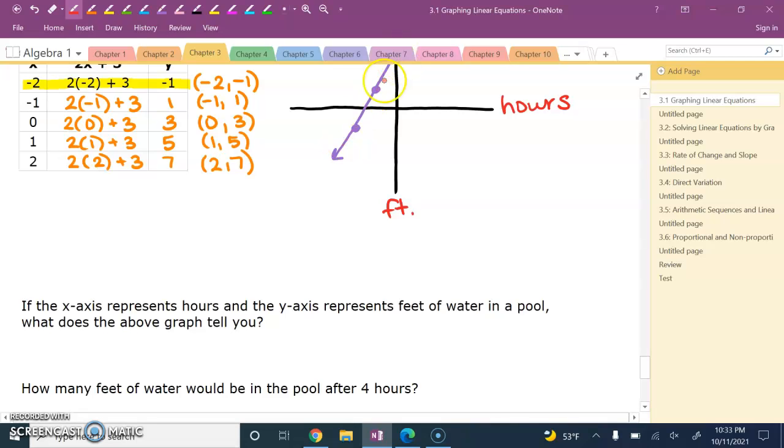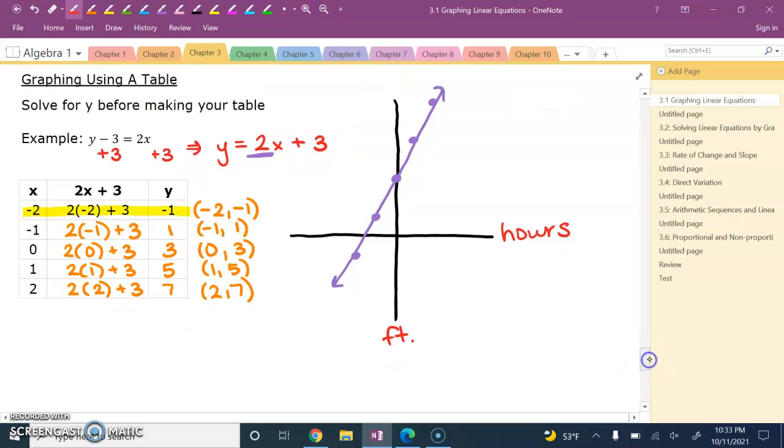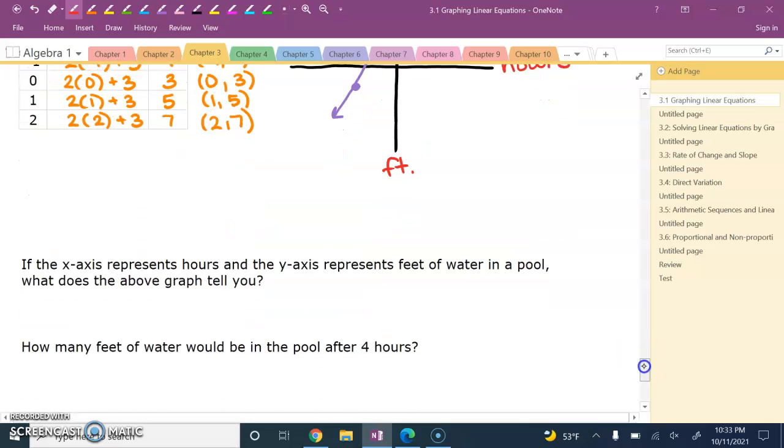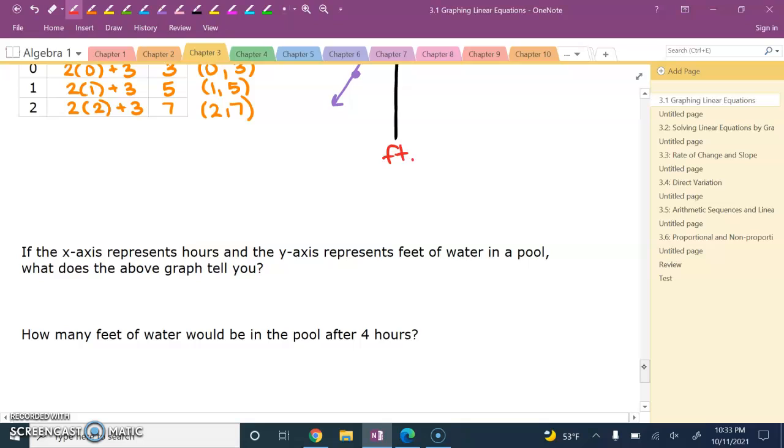Well, since this is going up over time, if we look at the picture of our graph again, I could probably make a conclusion that the more hours I would be filling my pool with water, the more full it's going to get. If I keep that hose running for a long period of time, it's just going to keep pumping more water into my pool. So I should be able to make the conclusion that over time, the pool is getting more full.